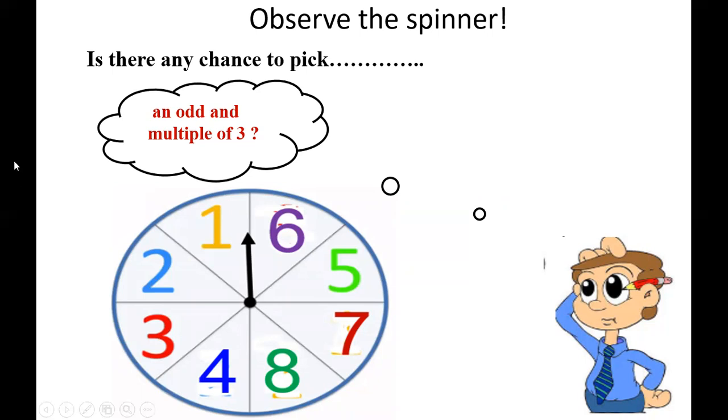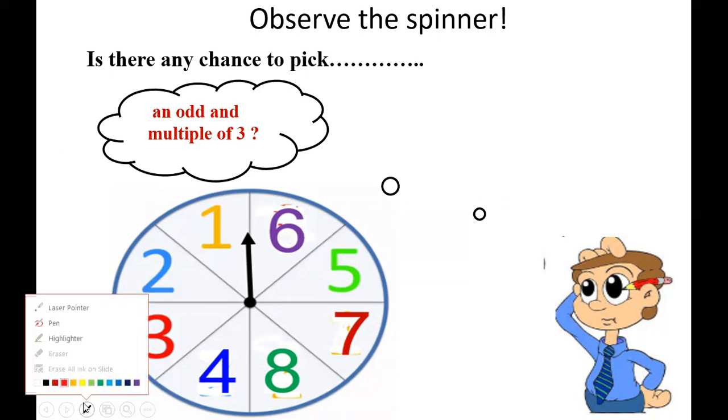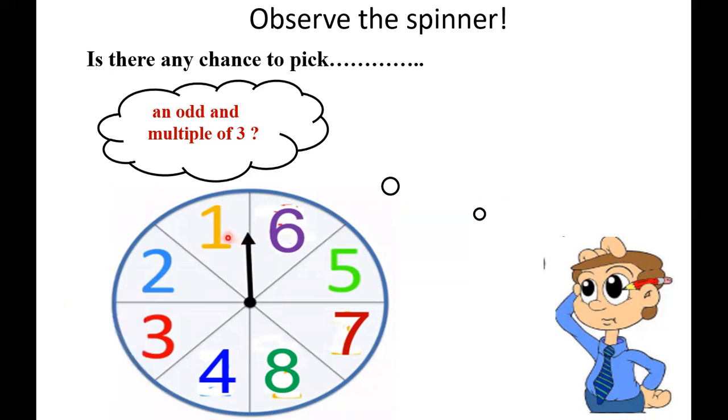So let's see all the odd numbers we have here. We have 1, 3, 7, and 5. But it is asking for a multiple of 3. So which one here from the odd numbers is a multiple of 3? We have only number 3. It is odd and a multiple of 3. So is it certain, even chance, likely, unlikely, or impossible? Yes, it is unlikely. Okay? So the answer here is unlikely.